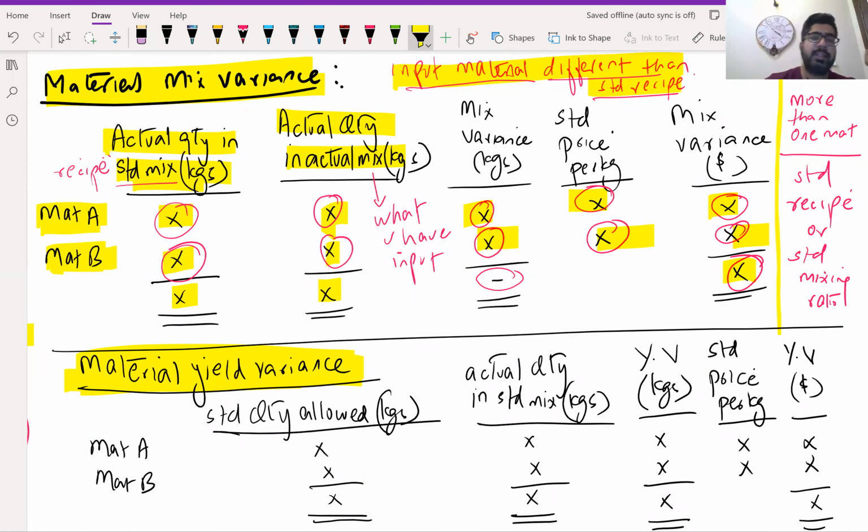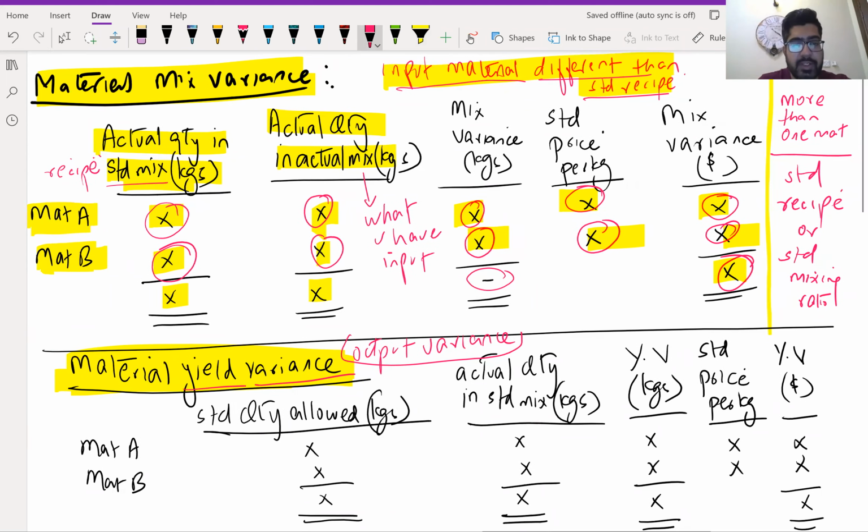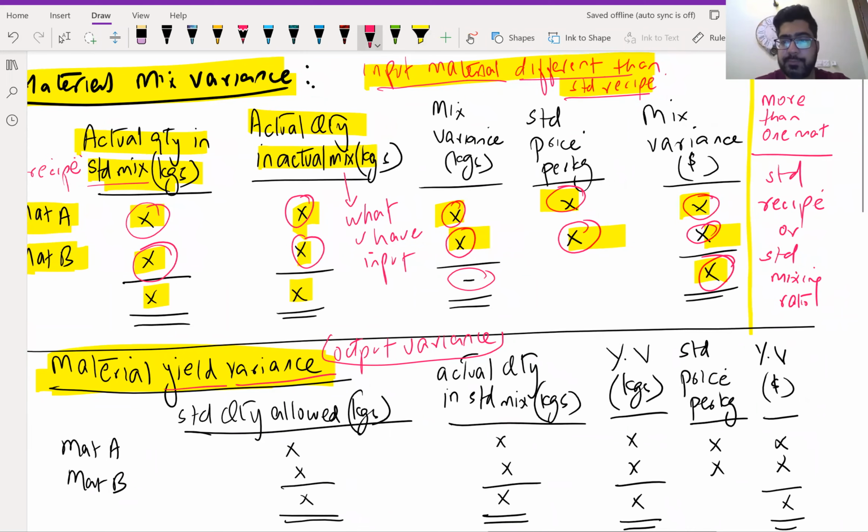Okay. Second variance is called material yield variance. Now, what is material yield variance? Yield is basically output. So yield variance is the output variance. Yield means output, so yield variance is the output variance.